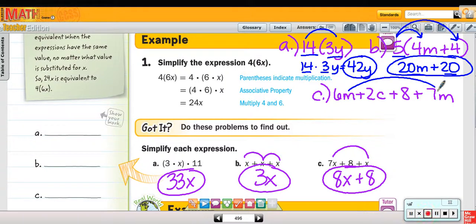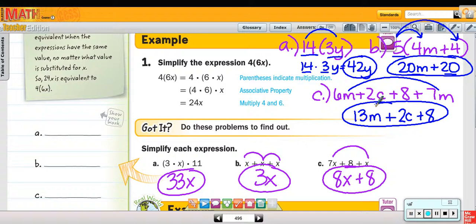6m plus 7m. Good. 6m plus 7m gives me 13m. Can we combine anything else? No, because we can't combine variables that are different, because they represent something different. So we have 13m plus 2c plus 8. Would the order of that expression matter? No, because it's addition, which is commutative if it were 2, or associative if we're talking about 3.